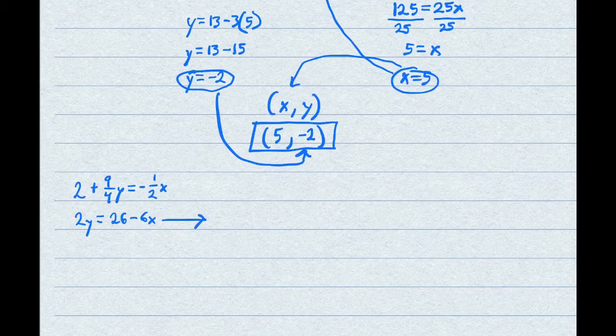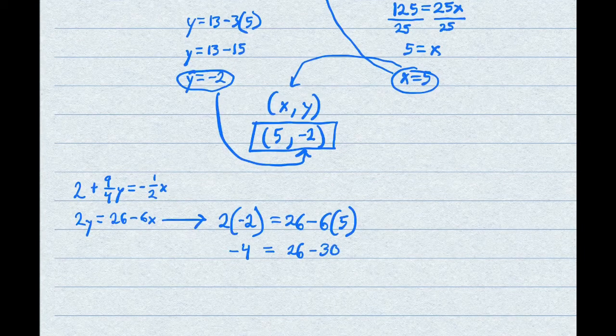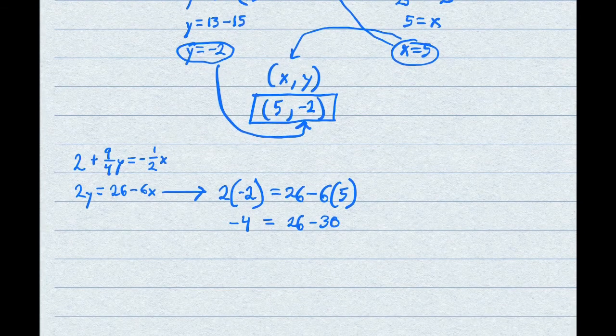So let's pick the simpler equation again. You have 2 times negative 2, because y is negative 2, equals 26 minus 6 times 5, because x is 5. When you simplify this, you got negative 4 on the left. 26 minus 30 on the right. When you simplify that, you have negative 4 equals negative 4. So far, everything is good.